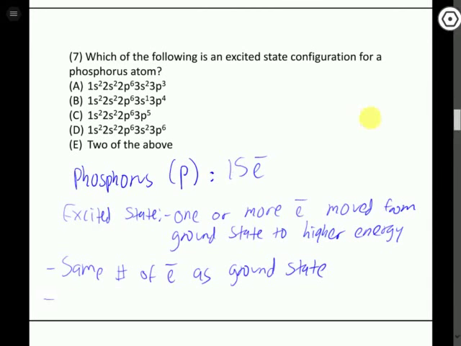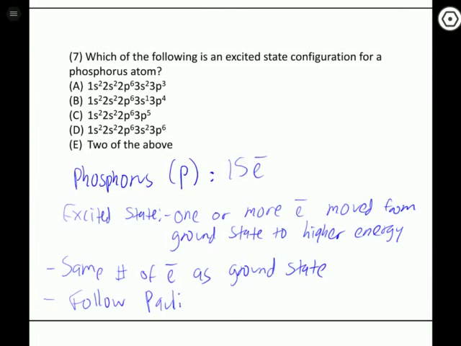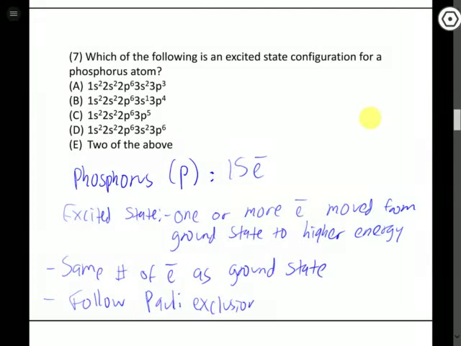And also we still need to follow the Pauli exclusion rule. So you can't violate this rule. You're going to violate, in some cases, Hund's rule or the Aufbau principle. Those get violated in excited states. But the Pauli exclusion, which is 2 electrons per orbital, that one never gets violated. So we can still have no more than 2 electrons per orbital.